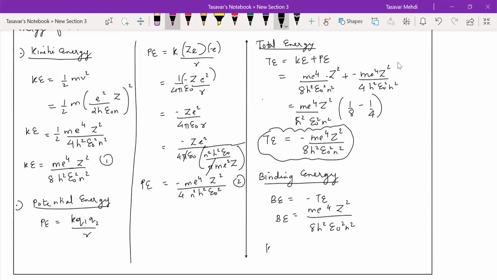Which means any energy, be it kinetic, be it potential, be it total, be it binding, correct? The magnitude of all these energies is inversely proportional to n square, correct? All of them. I'm not saying they are equal, they are not equal, I'm just giving an example. All of them are inversely proportional to n square. Okay, this is the 4 marker derivation.